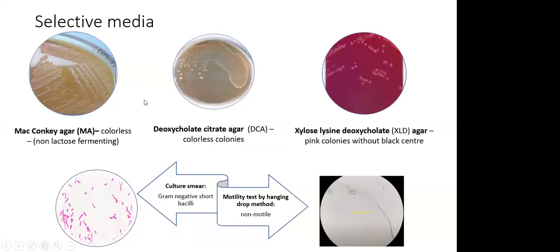On incubation, we have the bacterial colonies. On MacConkey agar, we get non-lactose fermenting colonies. On deoxycholate citrate agar, DCA, we get colorless colonies. And on XLD agar, we get pink colonies without a black center. That is confirmed by preparing a culture smear and doing Gram staining, which will reveal gram-negative short bacilli. And on performing the motility test, Shigella is a non-motile bacteria.